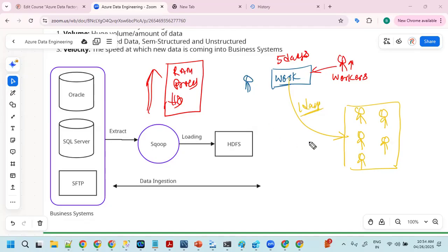So this is how distributed processing happens. The data is going to be distributed, and the process also is going to be distributed. At the time of Spark architecture, I'm going to talk in more detail about how exactly the distributed process is going to work.